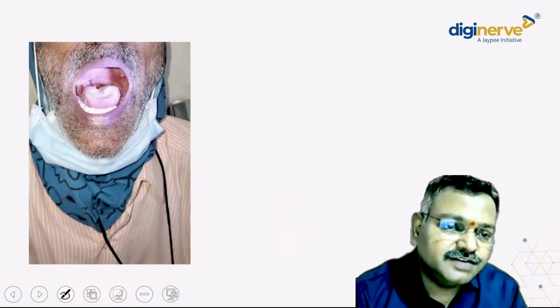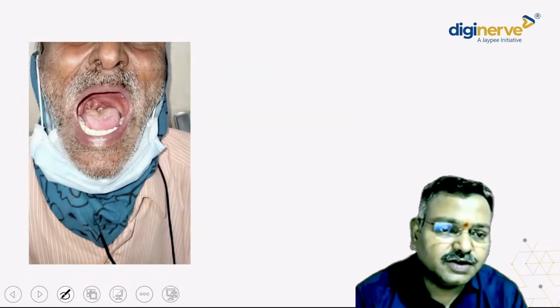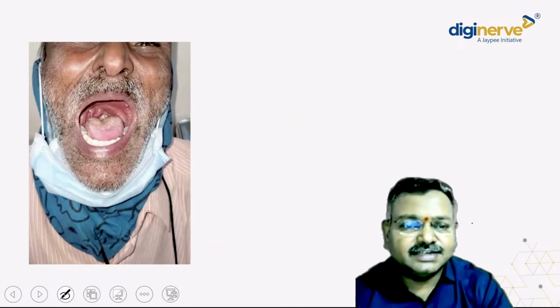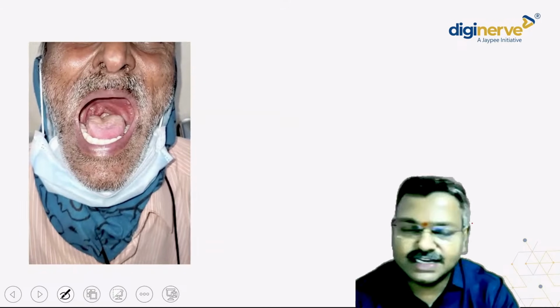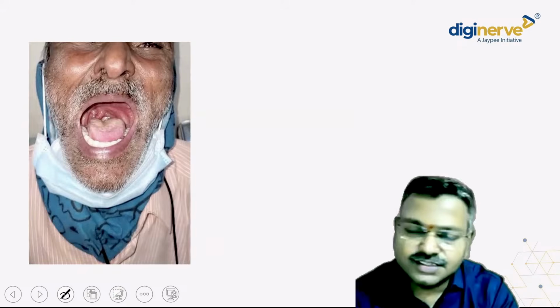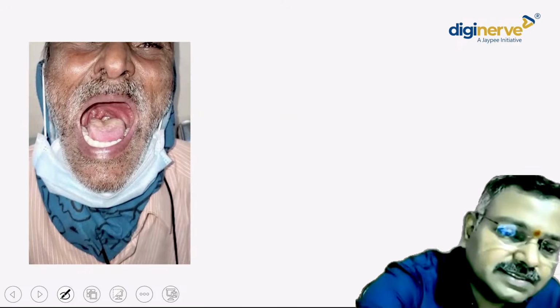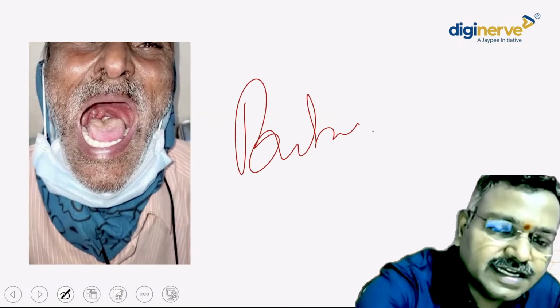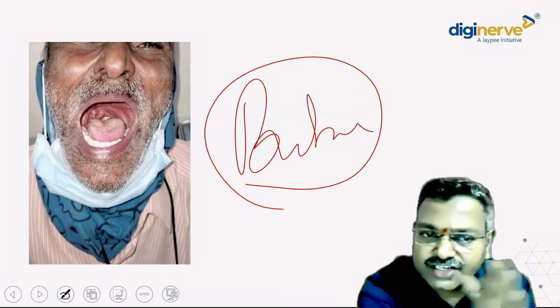So you can see here a video. The patient is asked to protrude the tongue out. You can see the uvula is deviated. The uvula is deviated to the right side. So right-sided, there is a deviation. So this is a bulbar palsy. The 9th and 10th cranial nerves are involved. So you have a deviation of the angle of the mouth.